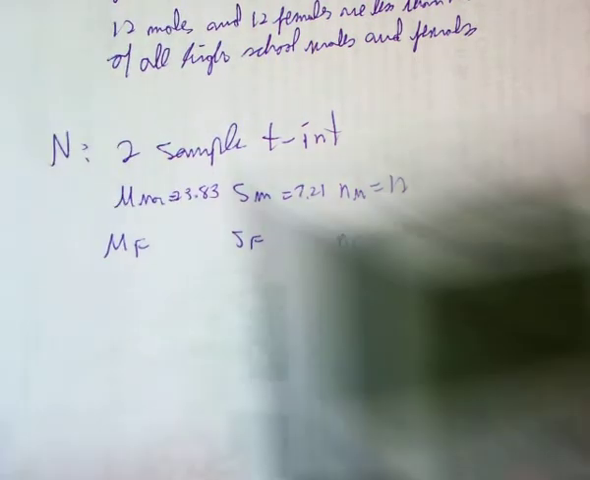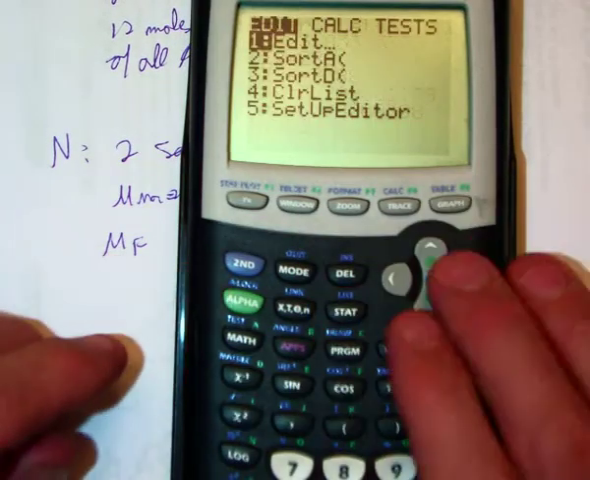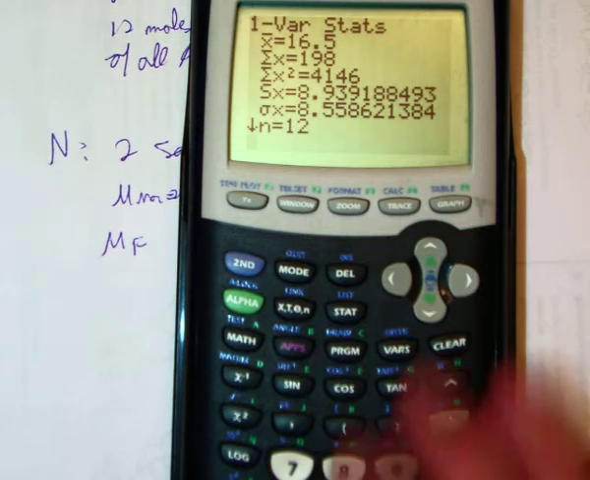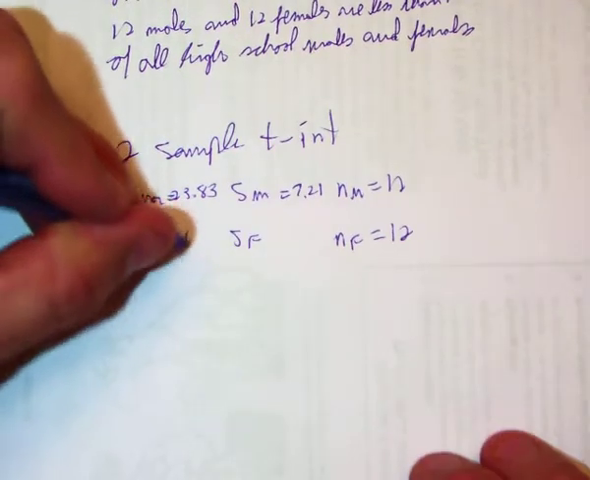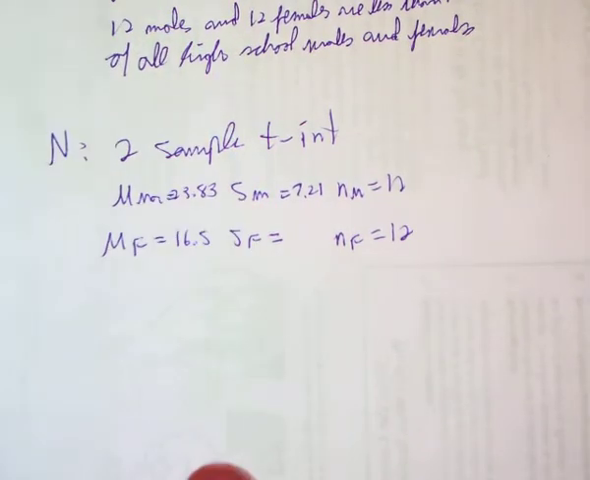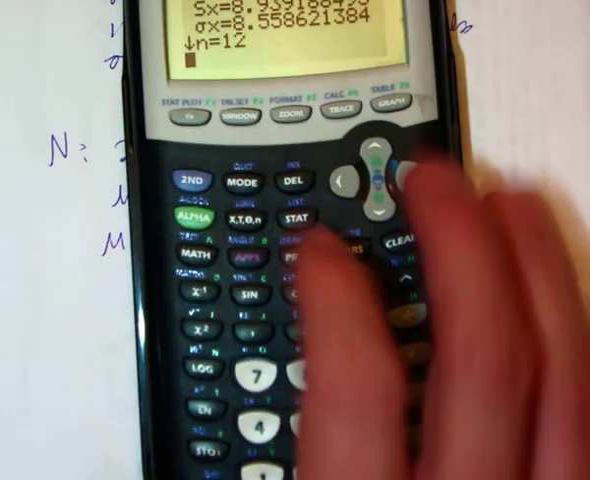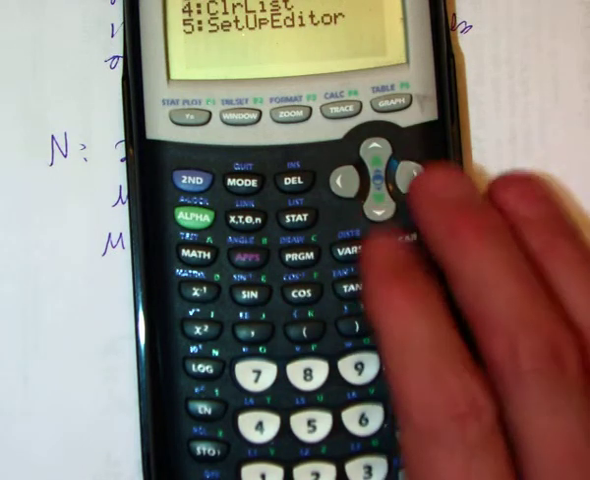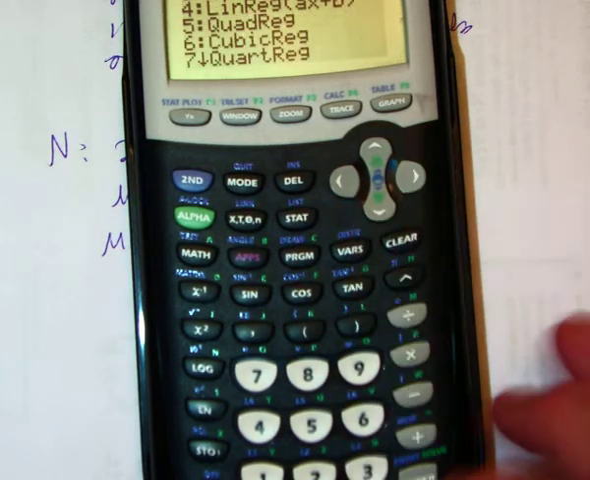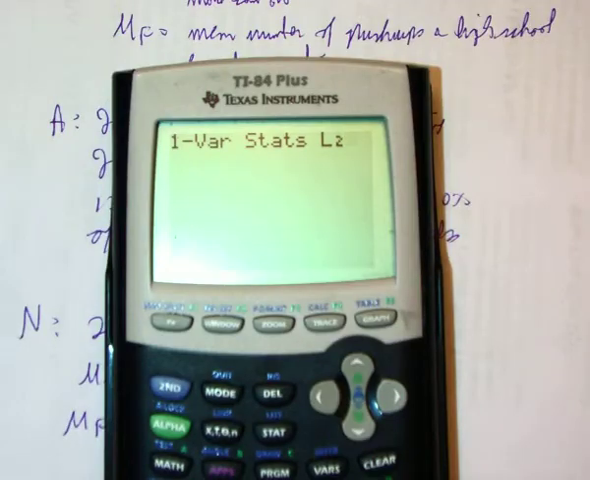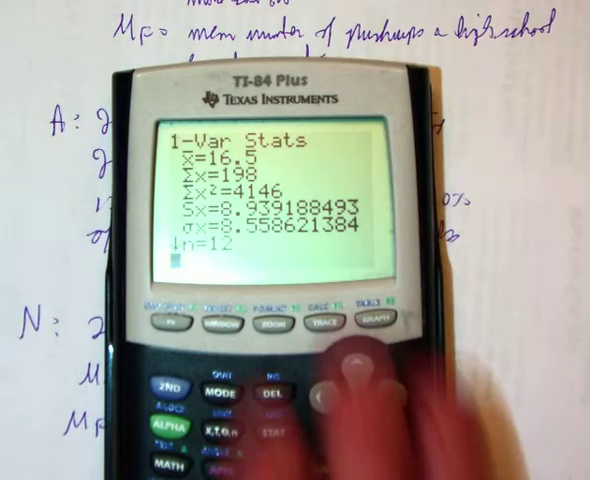And then let's do the females. Their mean is 16.5. Standard deviation is 8.94. All I did there is when I did one of our stats, I just pushed L2. So that's all you do. You change it from L1 to L2, and there's your female deal. Alright, so that's the females.